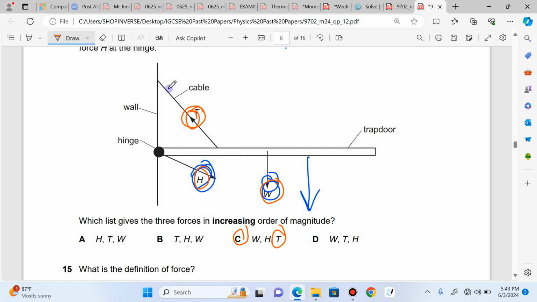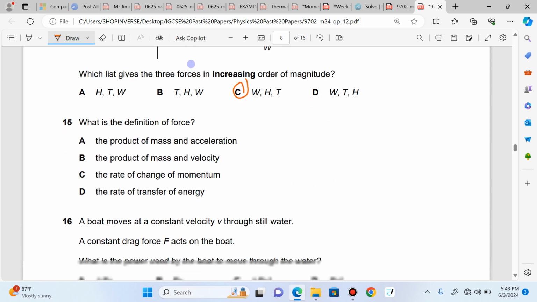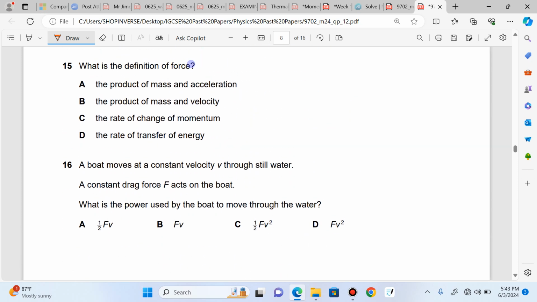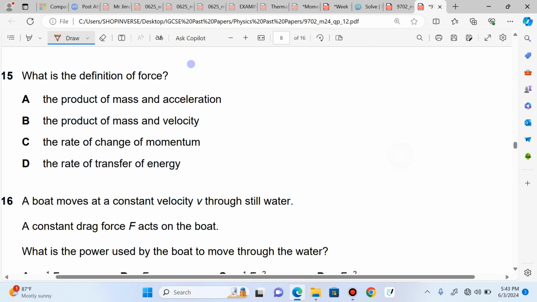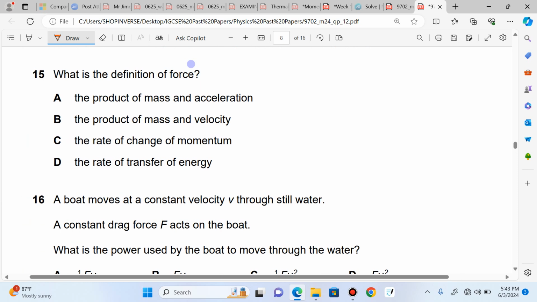Look at tension. Tension is also inclined at an angle and is the only force that acts in the upward direction. So it must be very, very high in comparison with the others. So that makes it the only correct answer to question number 14. This is an application of your knowledge of resolution of vectors, and the condition necessary for a body to be in equilibrium.